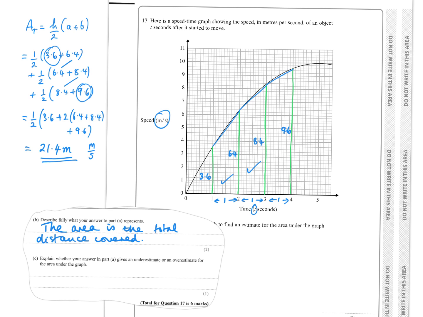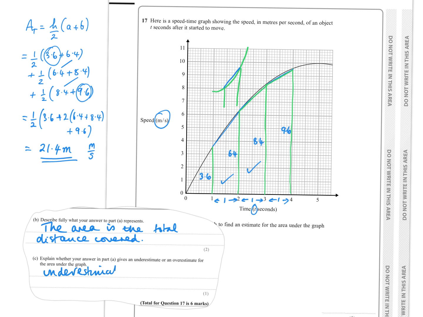The area is the total distance covered, and then it says explain whether your answer in part A gives an underestimate or an overestimate. Well, if you think about it, when we looked at these trapezia, can you see they were underneath the actual curve each time? So we would have done an underestimate. If it had been over, i.e. if the curve had been this kind of shape, then we may have had an overestimate, but we did an underestimate.